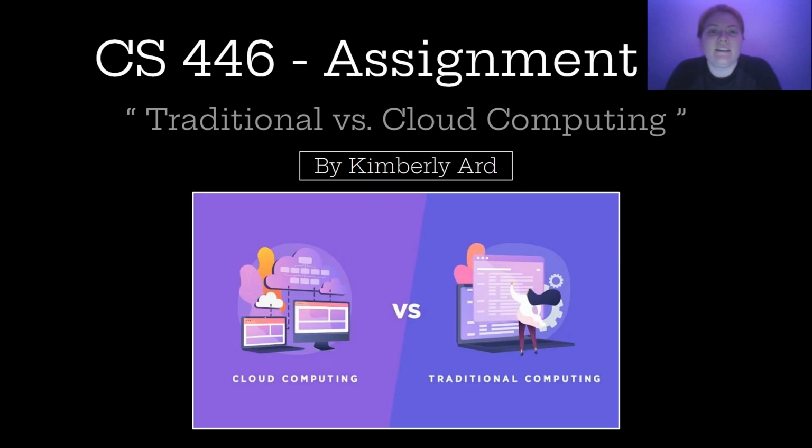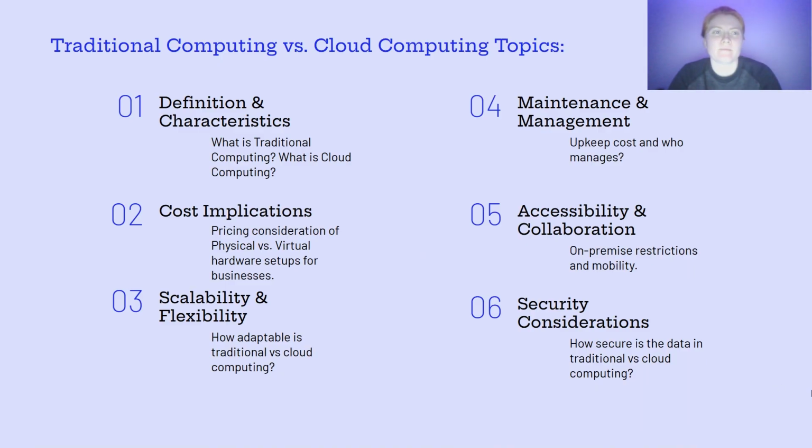This is Kimberly Art, and I'll be going over assignment number 2, traditional versus cloud computing. So these are the 6 topics I will cover. We'll start with the definition and characteristics of both, then we'll go through cost, then we'll look at scalability and flexibility. For the 4th, we'll look at maintenance and management. For the 5th, we'll look at accessibility and collaboration, and for the 6th, we'll go over security.